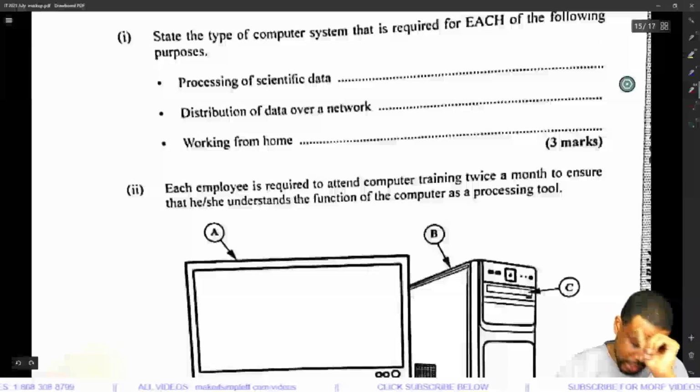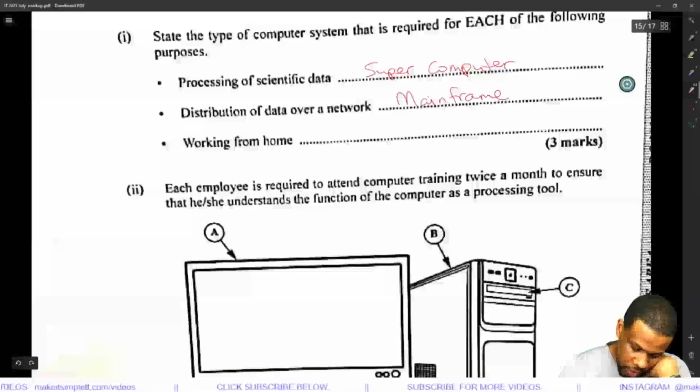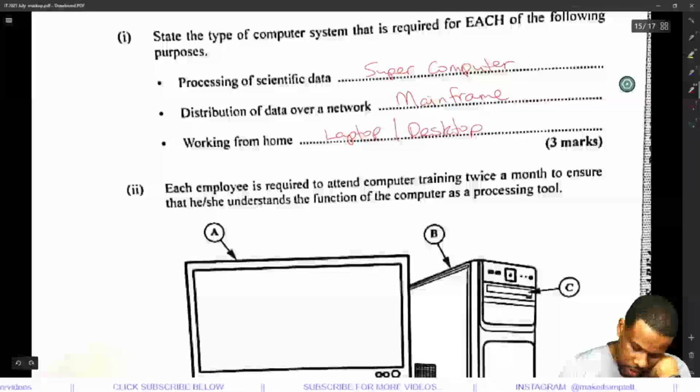Processing of scientific data would be a supercomputer. Distribution of data over a network would be a mainframe. Working from home would be a laptop or a desktop. I doubt they will take phone for that.